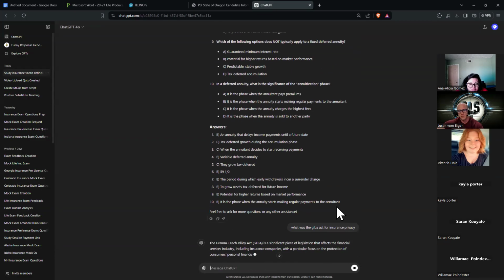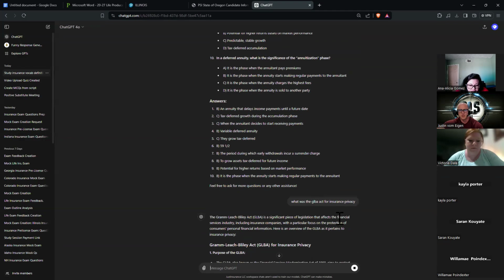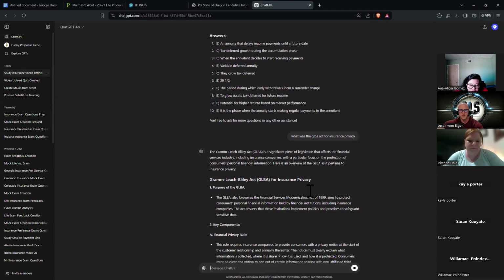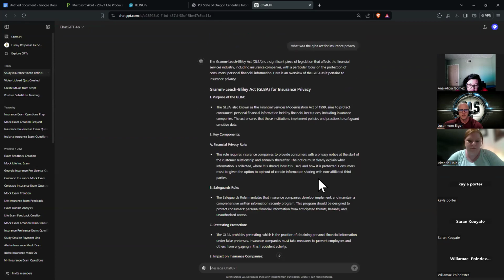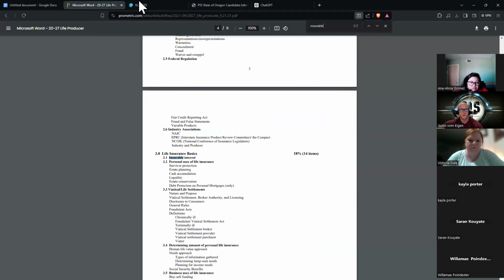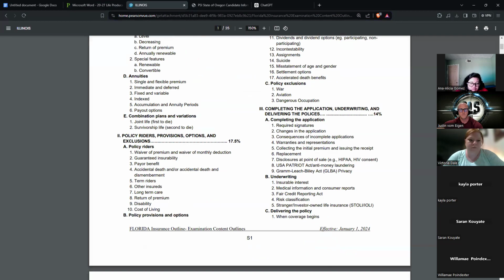Has something to do with that people's information is protected, I think. Yeah, so it protects consumers' personal financial information. So it's just a rule saying they can't give your personal financial information out to someone else. Okay. Any questions so far about any of that stuff I covered in section 3A?